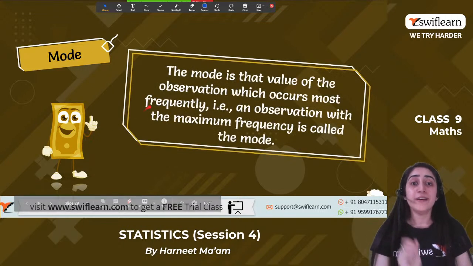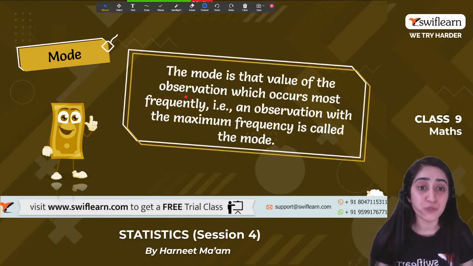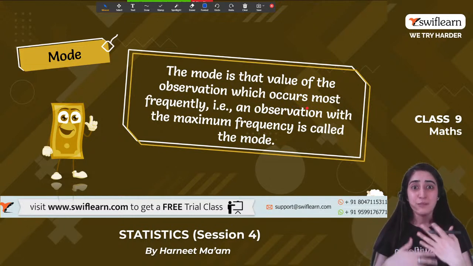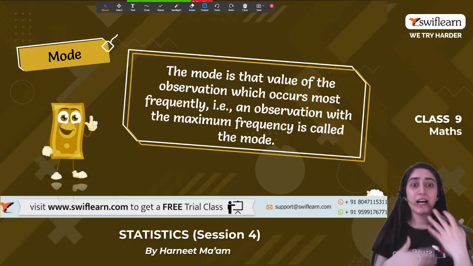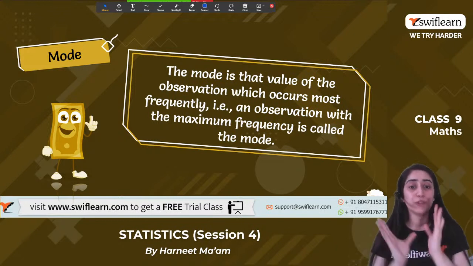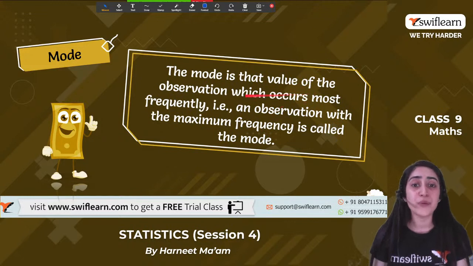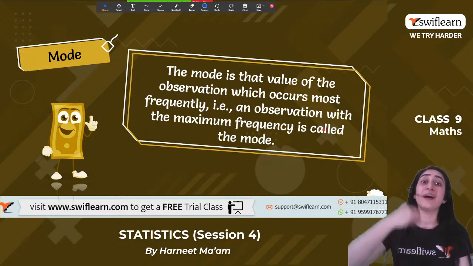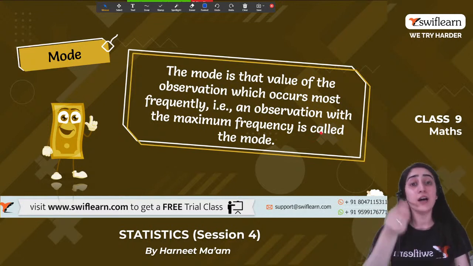It's mode. The mode is the value of the observation which occurs more frequently. जो सबसे ज्यादा आता है. Mode क्या है? जो सबसे ज्यादा आता है, जो जिसकी frequency सबसे ज्यादा है, उसको mode बोलते हैं. All right. So mode is a value observation which occurs the most frequently. An observation which has maximum frequency is called the mode.